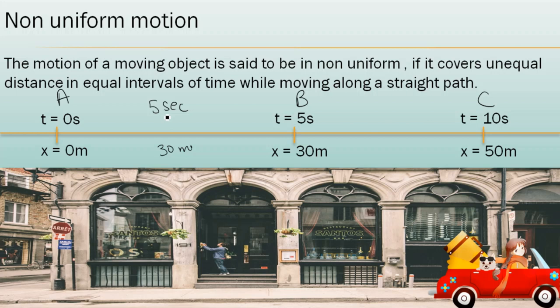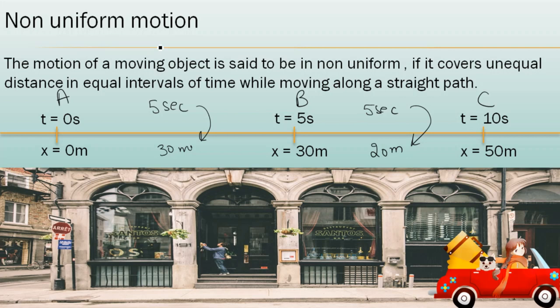Now see from point B to point C. From point B to point C, how much time it took? 5 second to 10 second. Means how much gap? 5 second gap. Then it covers 30 meter to 50 meter. How much distance it covered? That is 20 meter. Now you can see in 5 second, firstly, car is covering 30 meter. Then again in 5 second, but now it is covering 20 meter. Might be in between traffic is there. That is why distance covered is less.